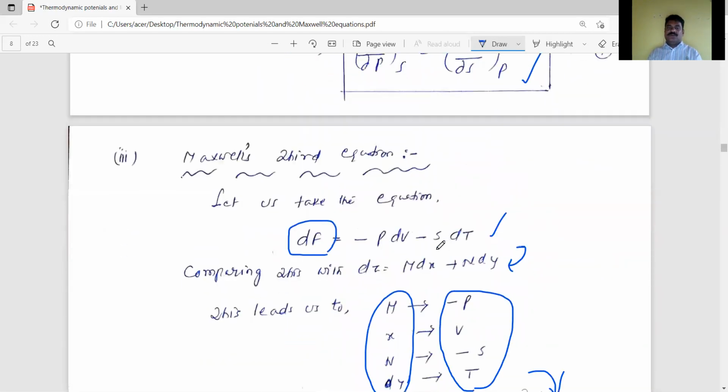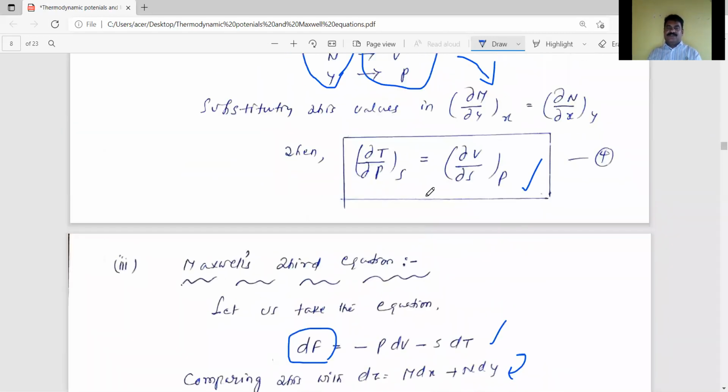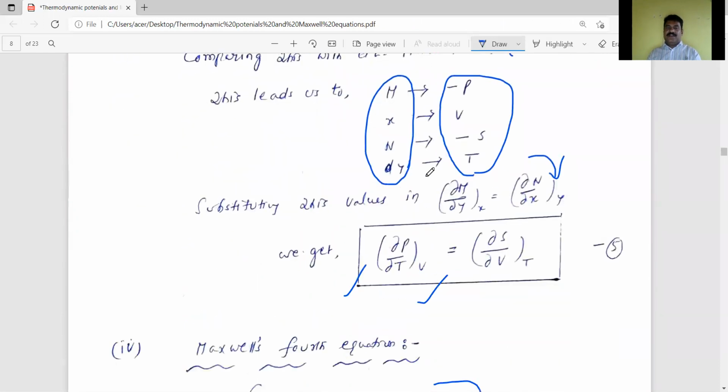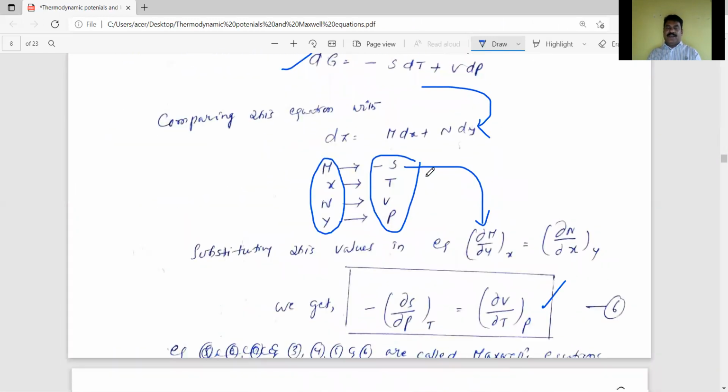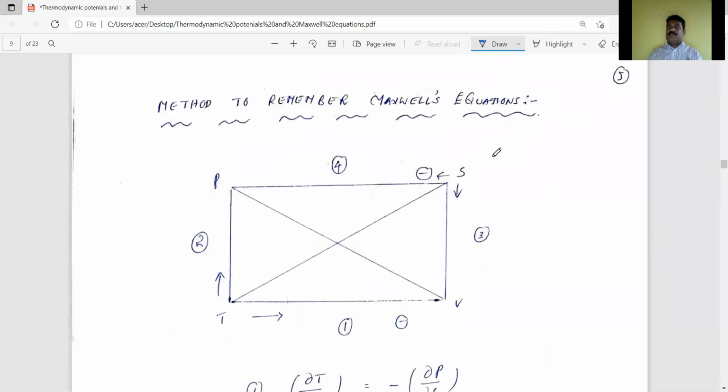But you see, Maxwell's equations are very difficult to remember at a stretch. So there is an idea to remember these four Maxwell's equations. Using a small tip, these four Maxwell's equations can be remembered very nicely by using this technique, a small technique. So what is the technique?